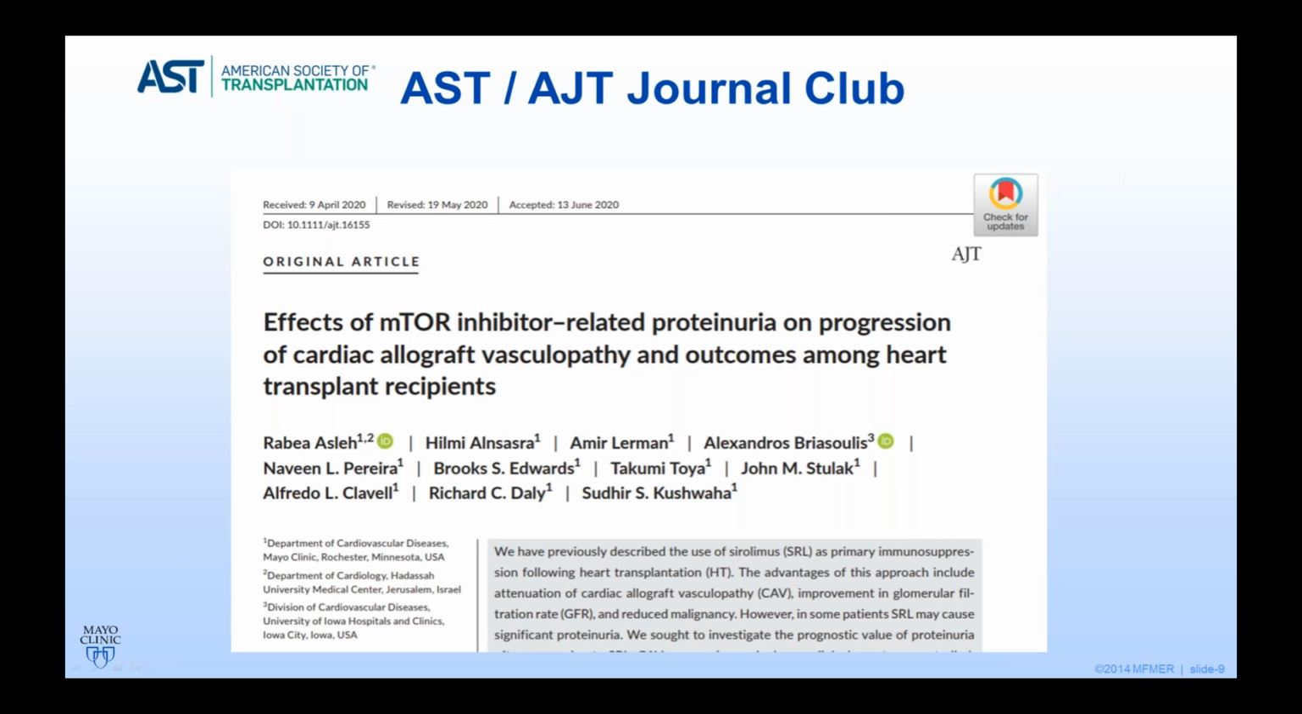Well, mTOR inhibitors include drugs like everolimus and sirolimus. And as I mentioned, we have a routine protocol of conversion from calcineurin inhibitors, cyclosporin or tacrolimus, to sirolimus at 3 to 6 months after heart transplantation.